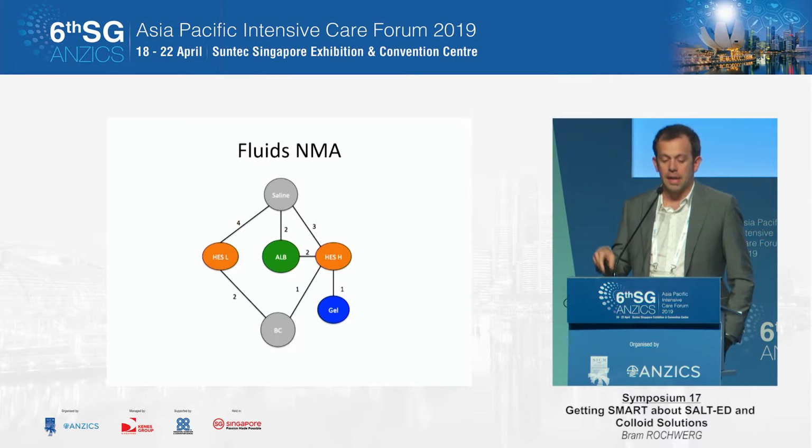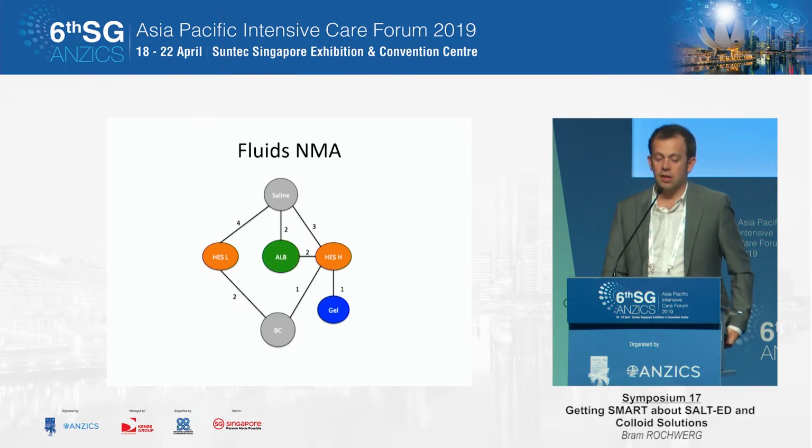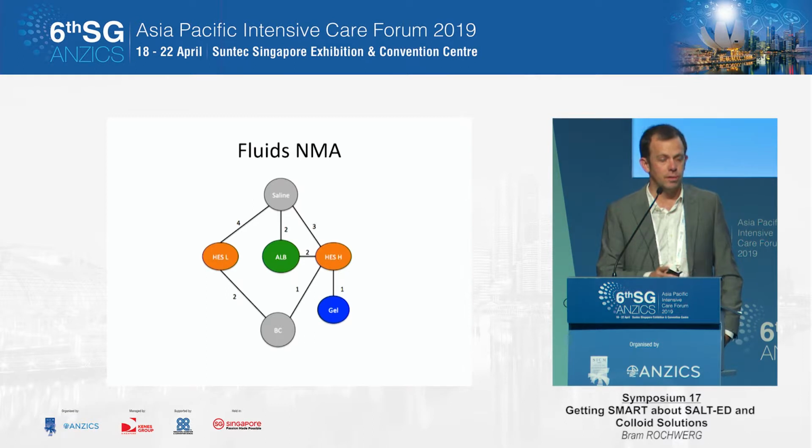Saline's at the top, balanced crystalloid is the BC at the bottom. Light starch and heavy starch are the two orange circles, albumin in the middle, and gelatin. Each of the black lines represents a randomized controlled trial, a head-to-head trial that compared two of the different fluids.